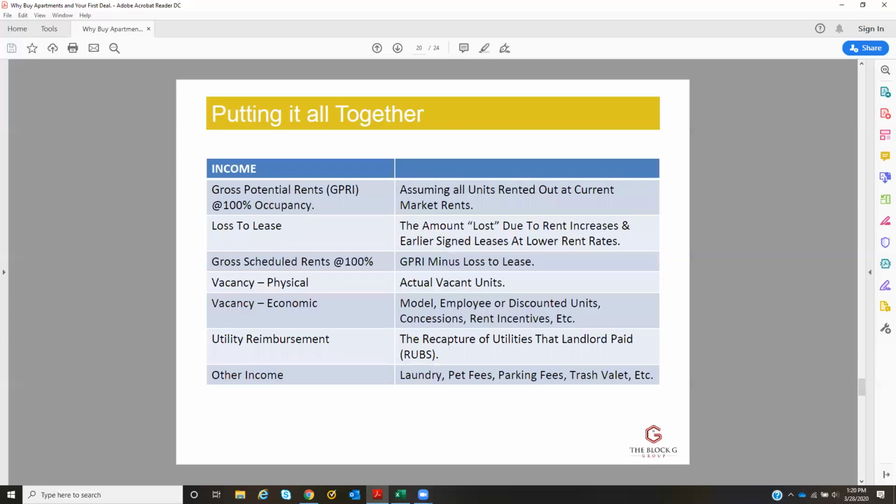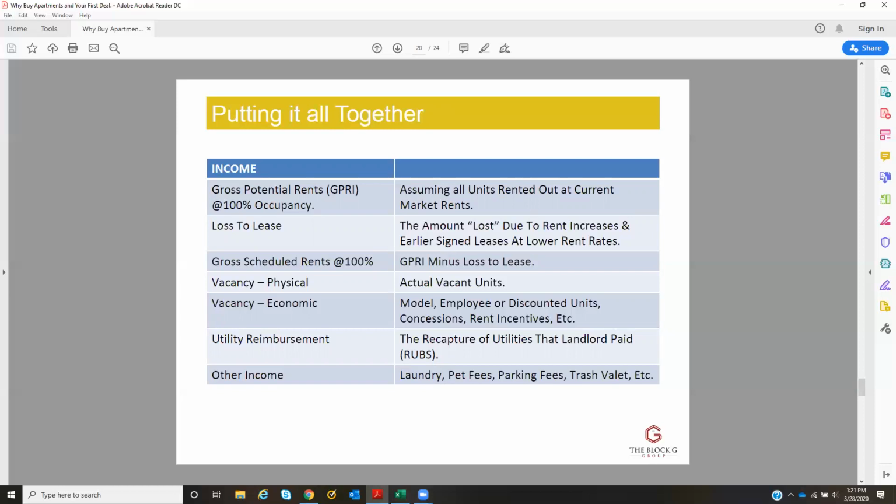All right, so let's put it all together. Now, putting this all together, this is kind of wordy, and I do apologize. This is kind of walking through the spreadsheet real quick and giving you definitions. This is what you'll want to read on your own, but I'll go through it real quick. Your gross potential rental income is assuming all units are rented at the current market rates. That gives a starting point, right? That's your GPRI, your gross potential rental income. What's the potential of this property?